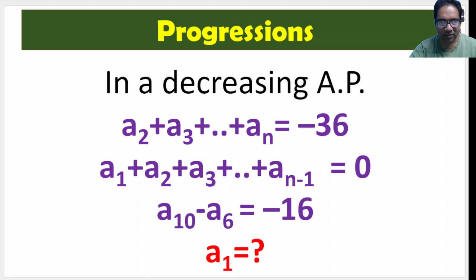Hi friends, in this problem we are given an arithmetic progression. In the progression, the sum of all terms except the first term is minus 36. The arithmetic progression is decreasing, right? And the sum of all terms except the last term, a1 plus a2 plus all plus up to an minus 1, except the last term is 0.